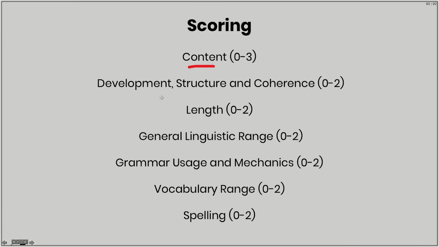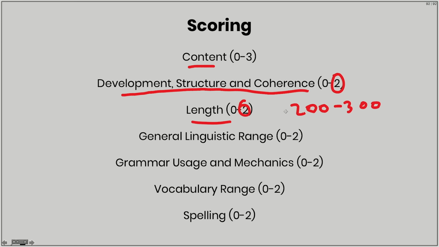Cool. Second thing is development, structure, and coherence. Again, the super methods lesson is critical for this one because it'll almost guarantee that you get a 2. Length. Well, you have to write between 200 and 300 words. Simple as that, and you'll get a 2. Don't write below, don't write more, okay? General linguistic range. This basically means how precise you are with the combination of your vocabulary and grammar.